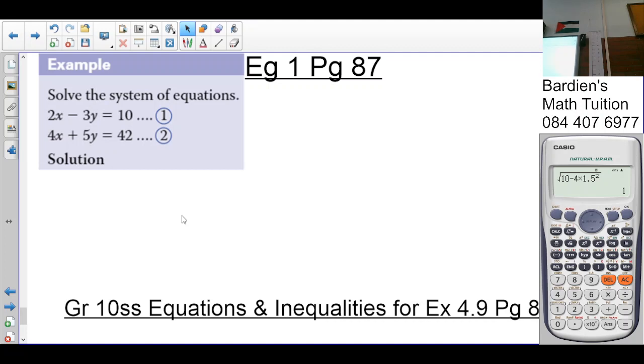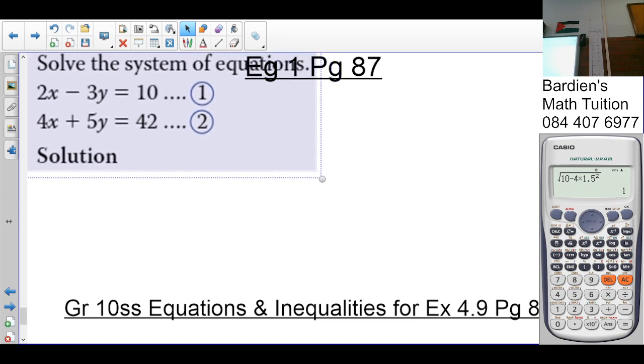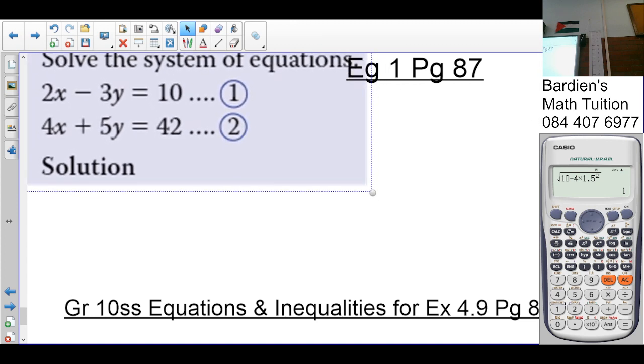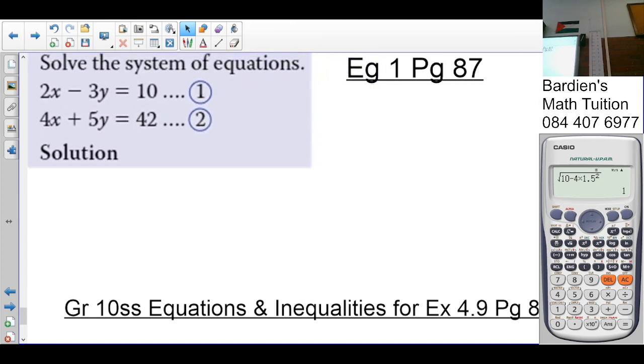So looking at this here, what can we say? We can note that firstly, if I add equation 1 and equation 2, I'm going to get 2x plus 4x is 6x, minus 3y plus 5y is 2y, so I won't be eliminating a variable. If I change to subtraction, 2x minus 4x is minus 2x, minus 3y minus 5y is negative 8y. Did I eliminate the variable? No. We also note that the coefficients are not the same.